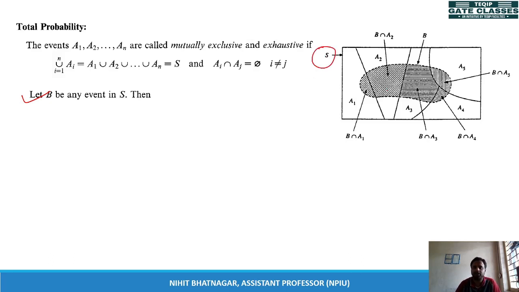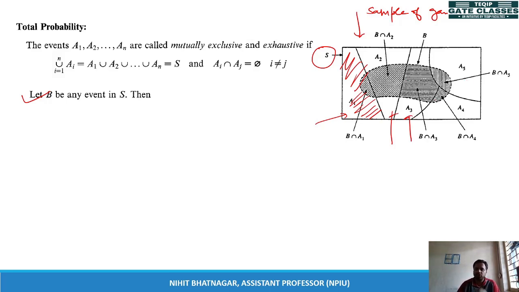सैंपल स्पेस S, B मान लीजिए कोई इवेंट. अब थोड़ा इस डायग्राम को देखिए आप, जैसे इस सेक्शन को देखिए. For example, this is the sample space of Olympic games. Okay. Now let's say A1 is a type of game. A2 is a type of game. A3 is a type of another game, up to AN.